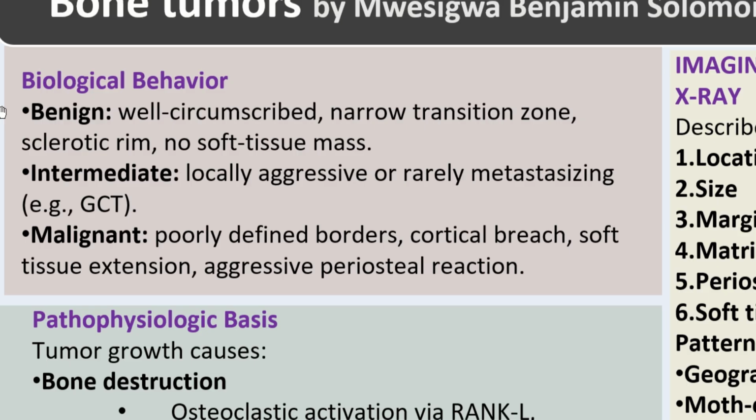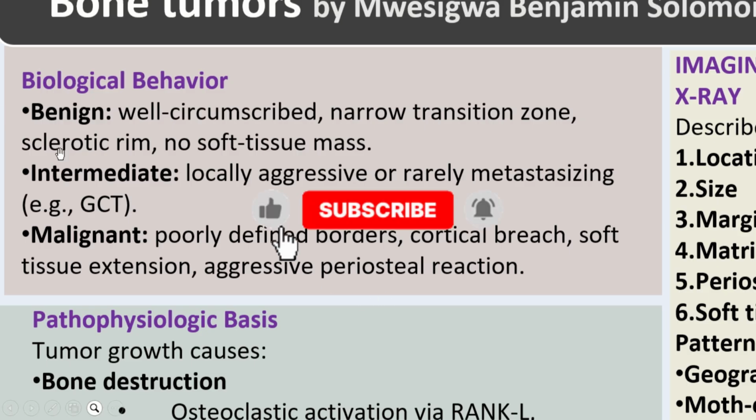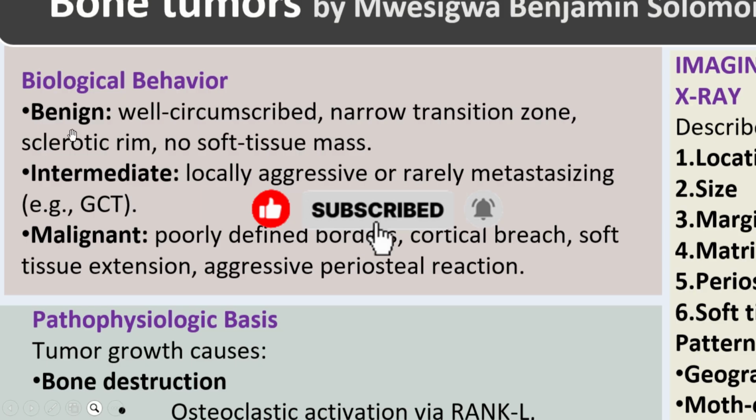So when you look at the area between the normal tissue and the mass, you're going to find that the zone that separates those two is very narrow, and they have a sclerotic rim and no soft tissue mass. Most of the time when soft tissue is involved, then we think it is a metastatic or malignant tumor.